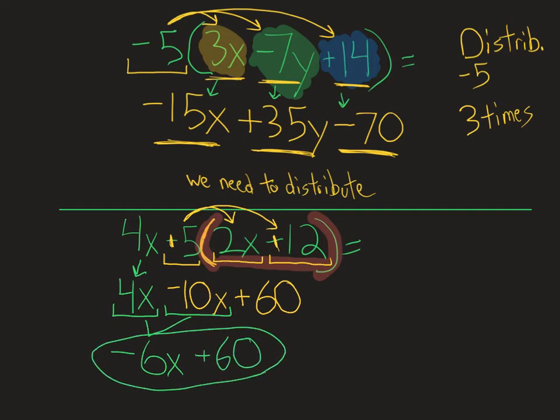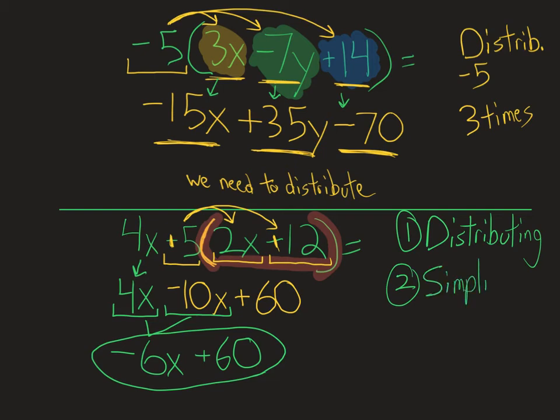We just bring it down. And there you go. Notice we did step 1, the distributing that we needed to do. And then step 2, we simplified, which really means to combine any like terms that we see. Okay.